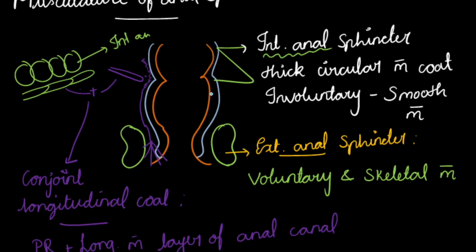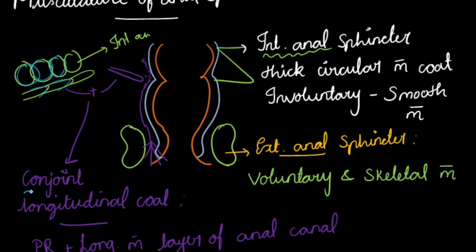Now regarding the musculature of the anal sphincter, first let us talk about the internal anal sphincter. The internal anal sphincter arises from the circular muscle coat of the large intestine. This is the circular muscle coat and this is the longitudinal muscle coat. From there, our internal anal sphincter becomes very thickened, and it is involuntary in nature and made of smooth muscle. Then comes the external anal sphincter, which is voluntary in nature and made of skeletal muscle.